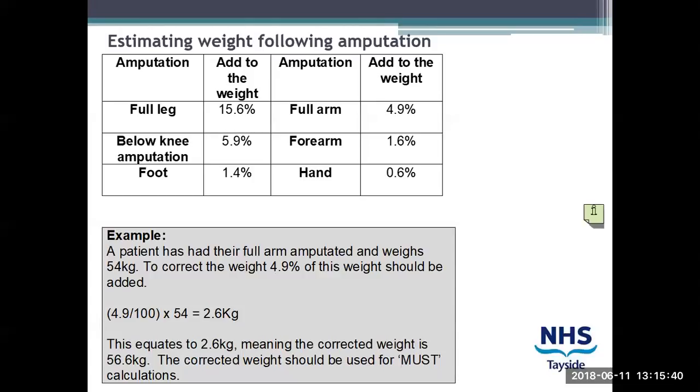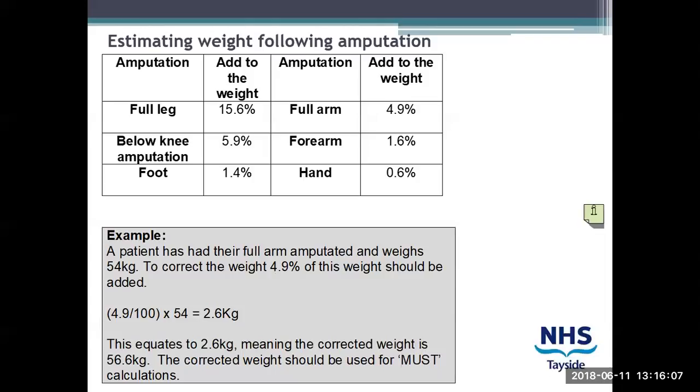So that's basically the weight of that full arm that you want to add back in. So you would then add the 2.6 to the original weight of 54, so it would be 56.6 kilograms. That would be the corrected weight, and you would need to use that corrected weight for the further MUST calculations. And all of this will be recorded, so you don't have to try and remember all of this. You'll get all of these slides sent to you.